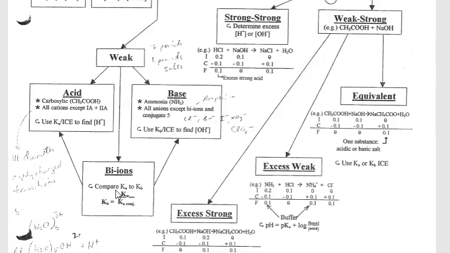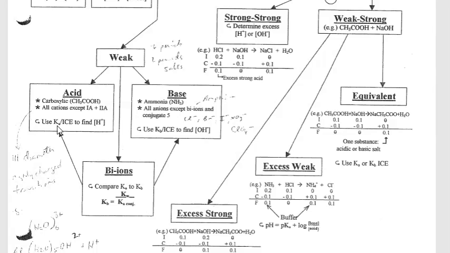So if I scroll up a little bit, on the acid side, the example acid that shows up the most, and we're going to go over, would be something like acetic acid. You have your stoichiometric thing, you have your equilibrium thing, and you can see here in the box it says use Ka/ICE to find H+.